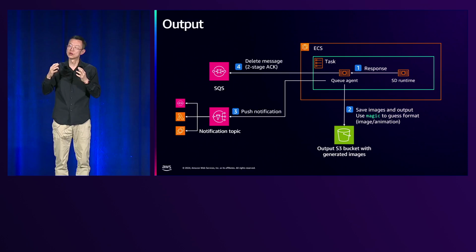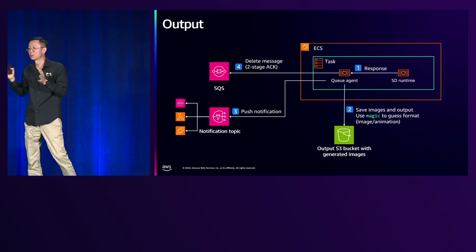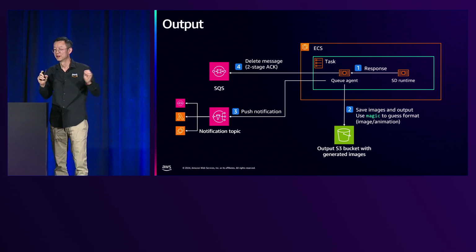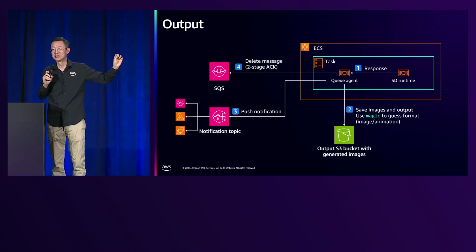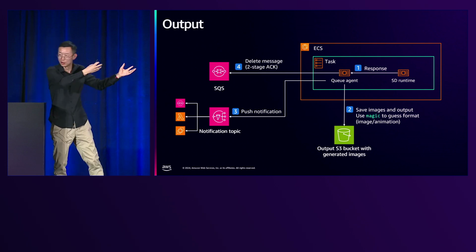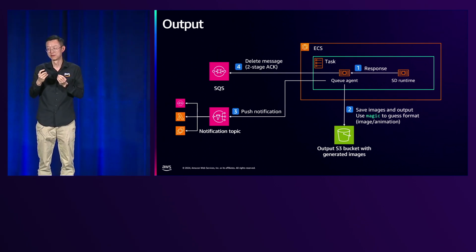Probably you have a question. What if you have a failure? Because we talk about reliability, right? What if your inference endpoint just fails? So that message in that SQS queue won't be deleted at this stage. It's just hidden, right? If it's failed, another new task will come up and retry that message.